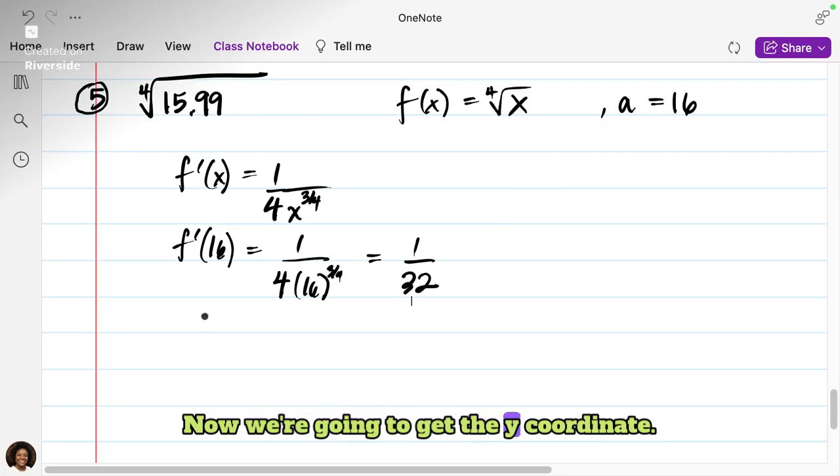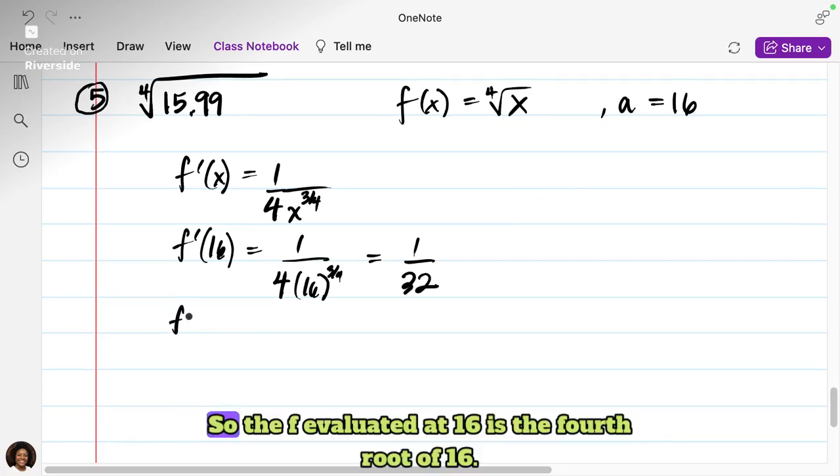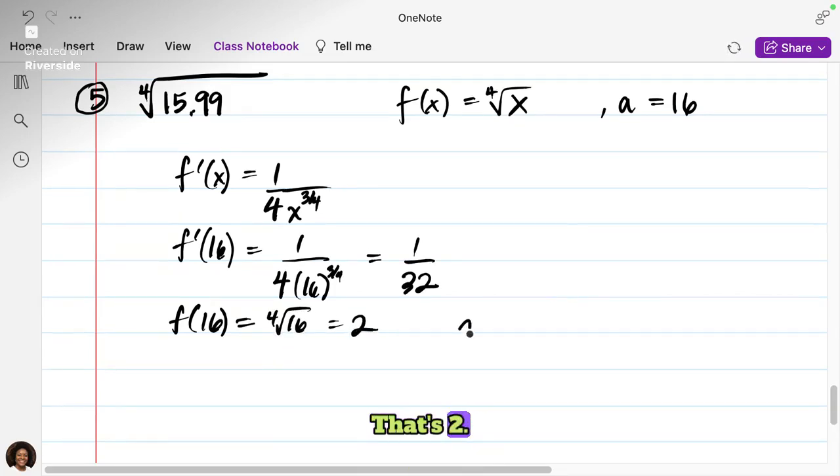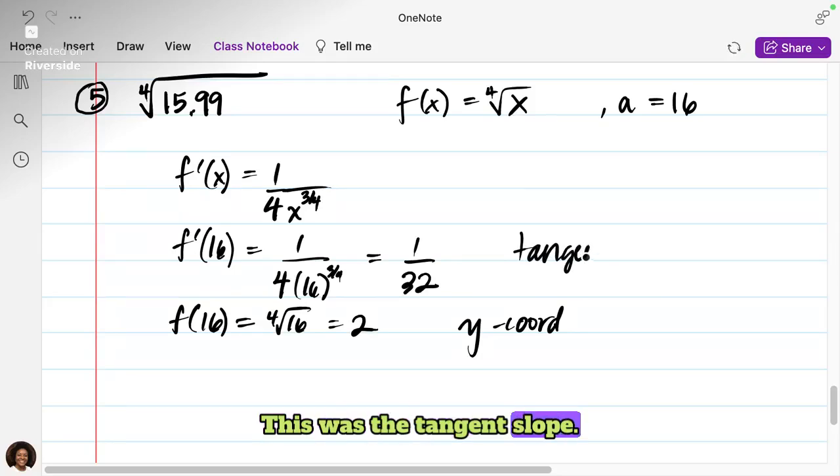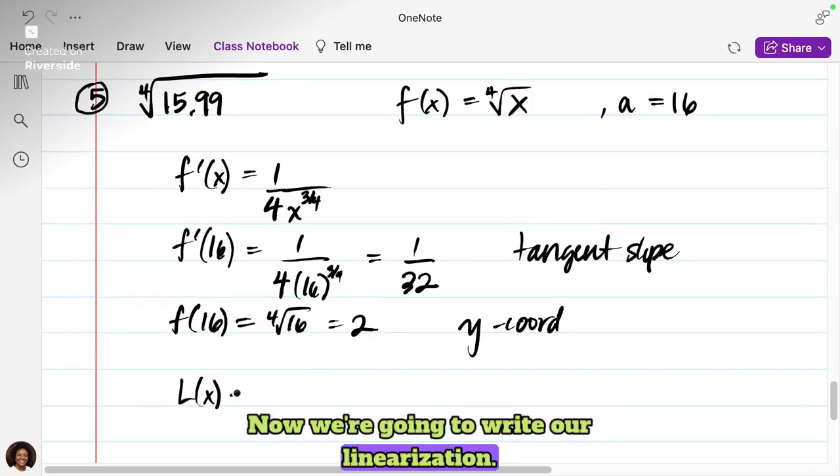Now we're going to get the y-coordinate. So f evaluated at 16 is the fourth root of 16. That's 2. That's the y-coordinate. This was the tangent slope. Now we're going to write our linearization.